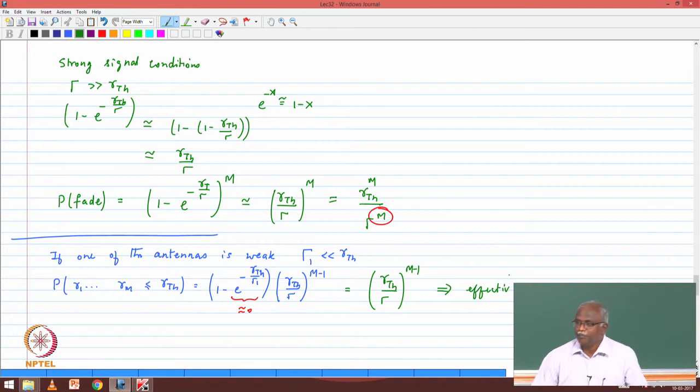From a selection diversity point of view, that is precisely the situation. One of them is very weak, you are never going to choose that one. So, you can discard that one antenna and pretend that there were only m minus 1 antennas present. The notions of diversity, with intuition and the analytical framework, are very important for us. That is part of the reason why we are trying to establish this aspect.